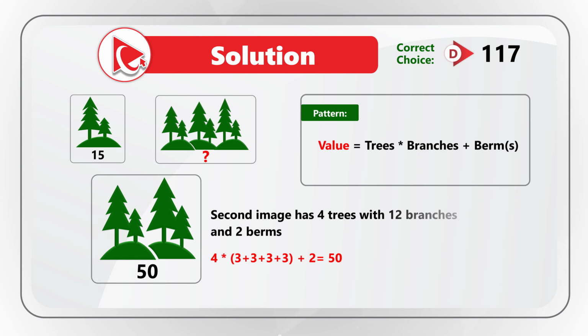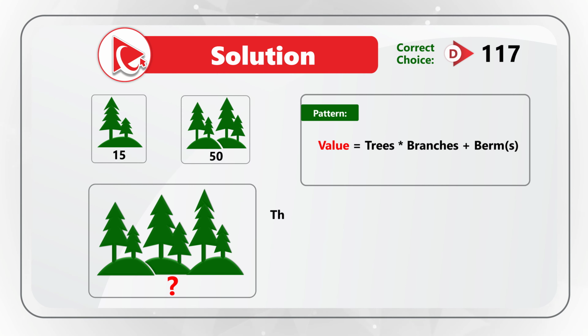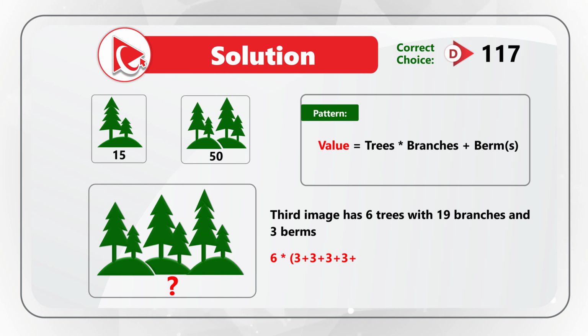For the third image, which has 6 trees with 19 branches and 3 berms, the calculation will be 6 multiplied by (3 plus 3 plus 3 plus 3 plus 3 plus 4), and then you add 3 to the calculated total. The end result of it is 117.